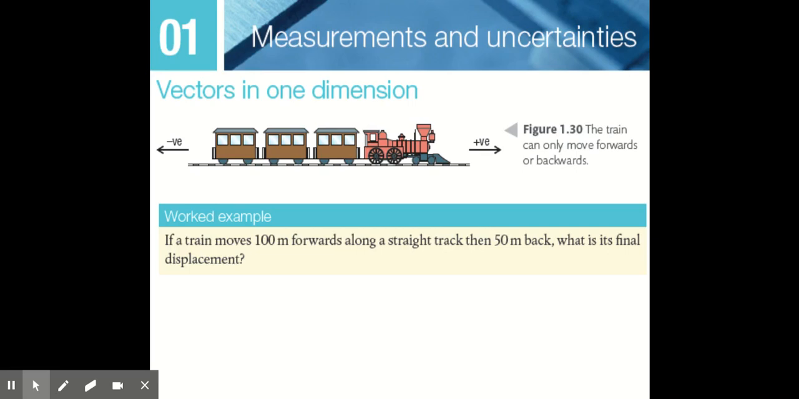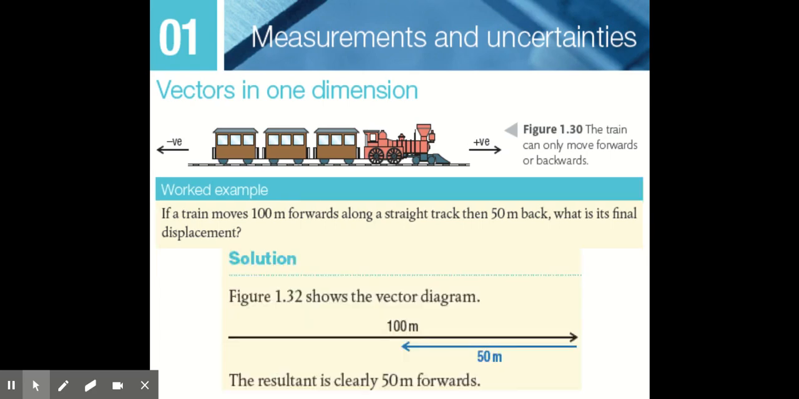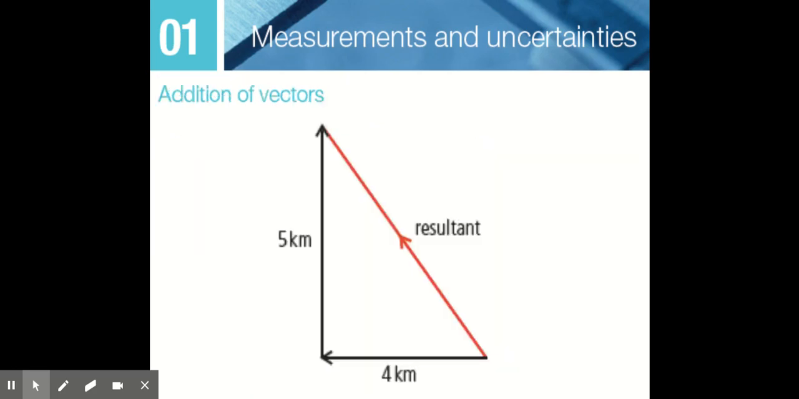Here's a pretty easy one. If a train moves 100 meters forward along a straight track and then back 50 meters, what is the final displacement? Hopefully you got the answer: 50 meters forward. If it was flipped, 100 meters backwards and 50 meters forward, then we'd say it's 50 meters backwards. Things like that.